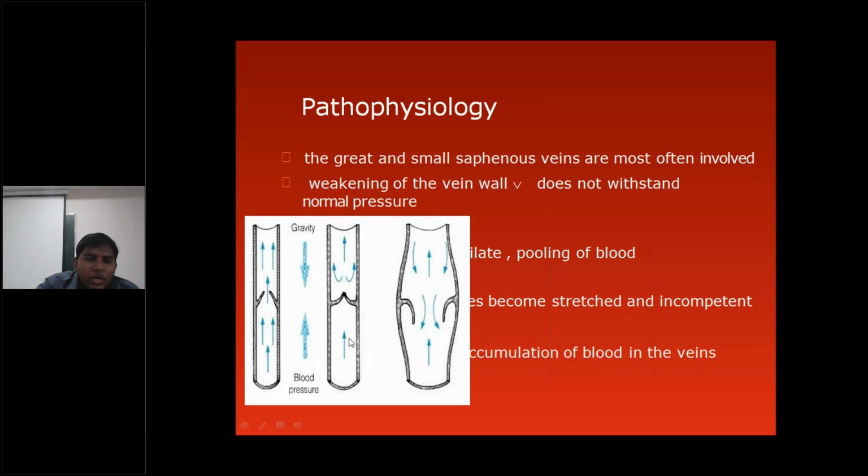So one of the important mechanisms you should know is calf contraction. The calf muscles, gastrocnemius and soleus together, are known as the peripheral heart, which upon contraction aid in the propulsion of venous circulation from the periphery to the center.